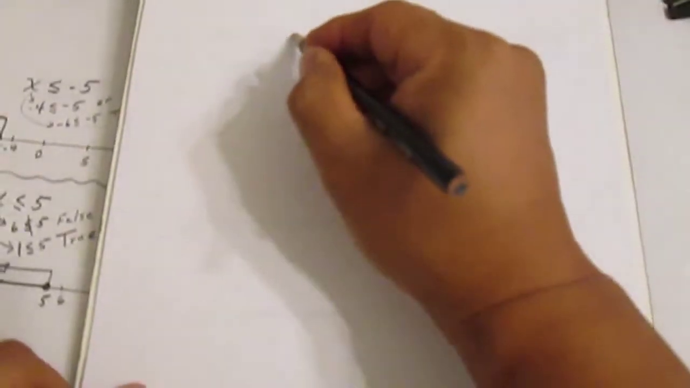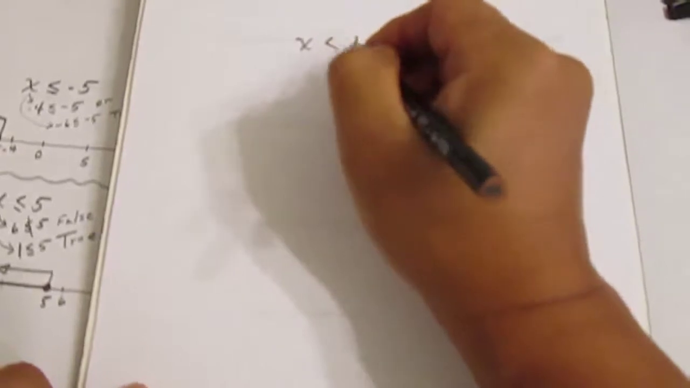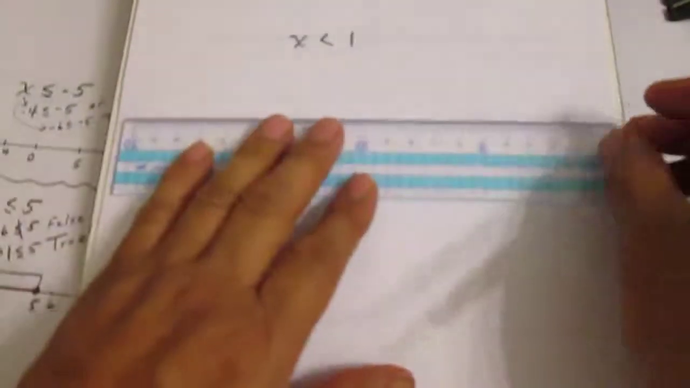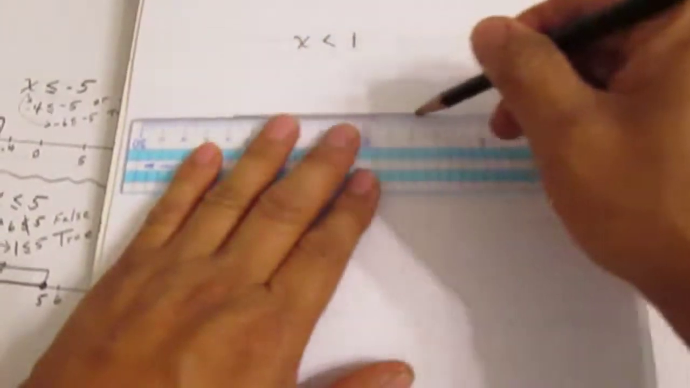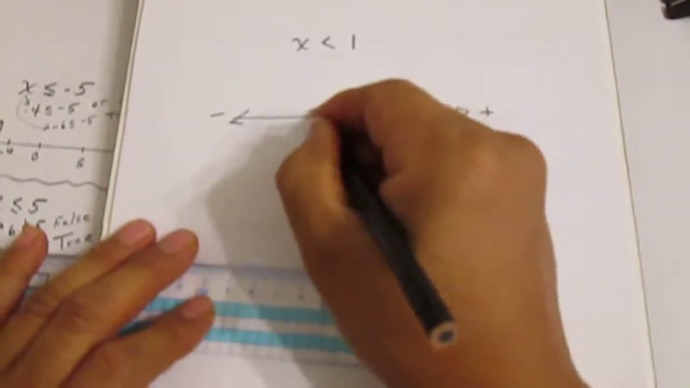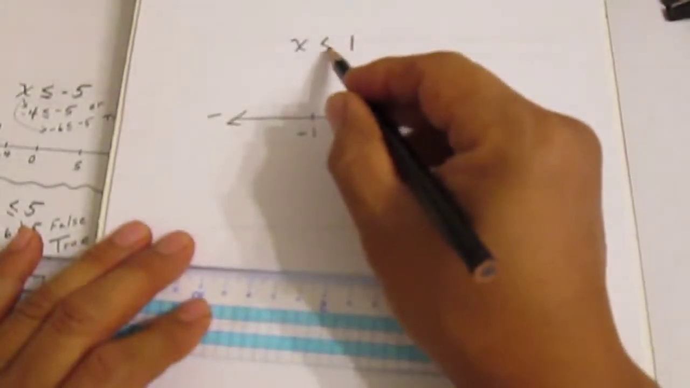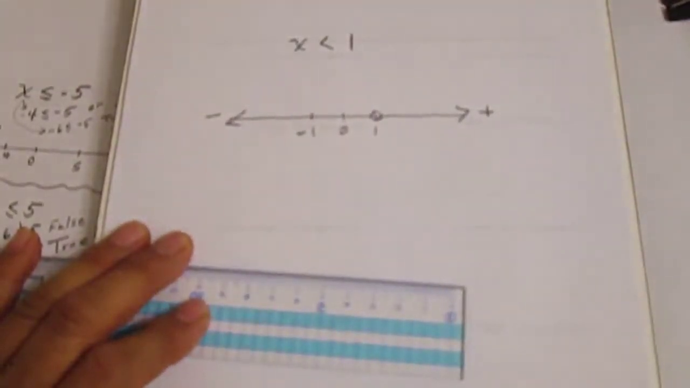So let's try x is less than 1. Okay, so we're going to draw a line here. And here's the positive, and this is the negative direction, and I've got the 0 in the middle. So we have positive 1 on the right, negative 1 on the left. This time there's no equal sign, so I'm going to circle my 1, not a solid dot, a circle.